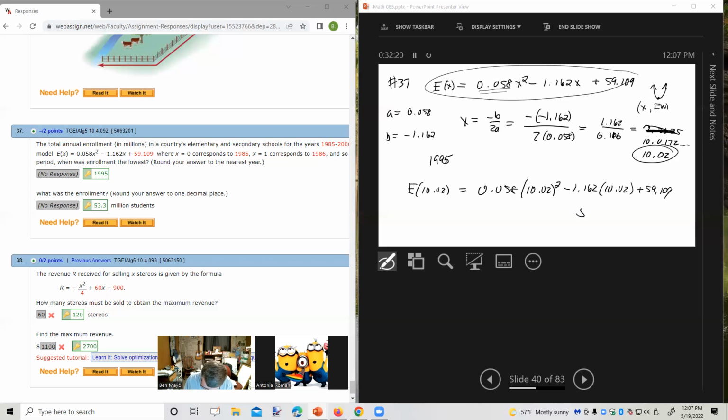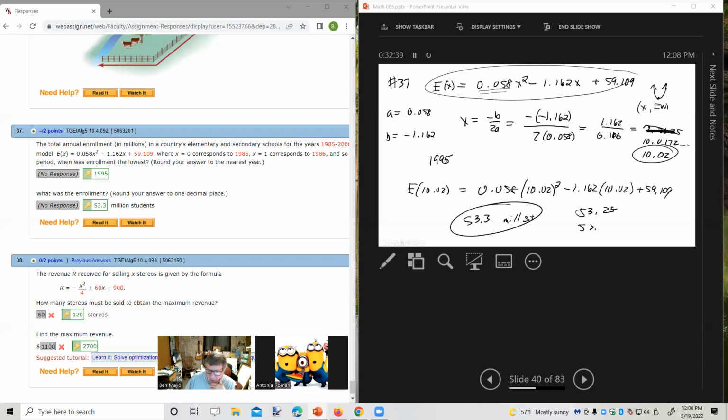And I get 53.28, and it said to round to 1 decimal place. So 53.3, and that's million students. Okay. Does that make sense? Yes.